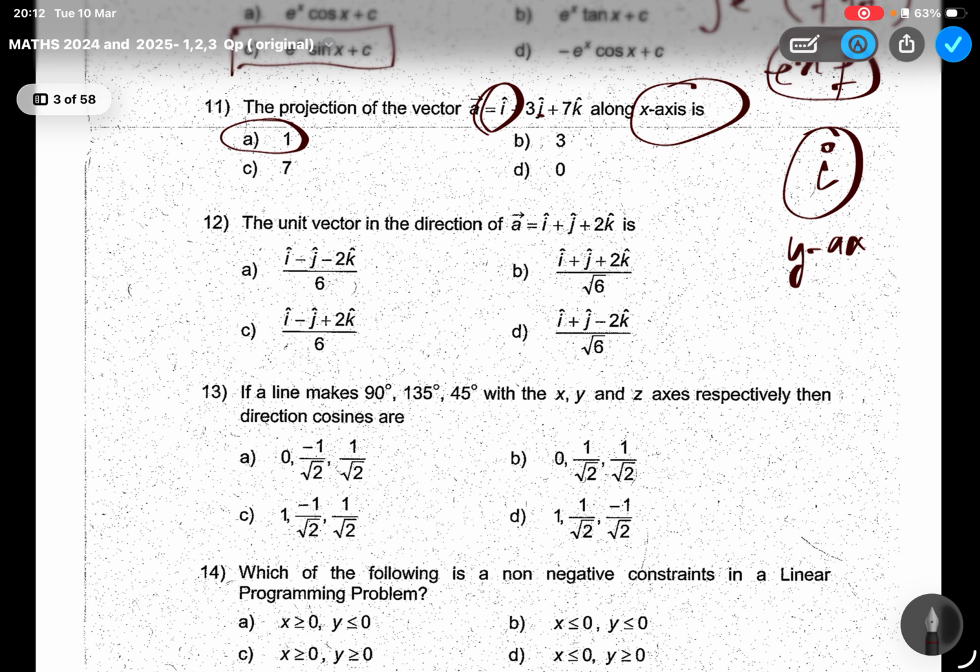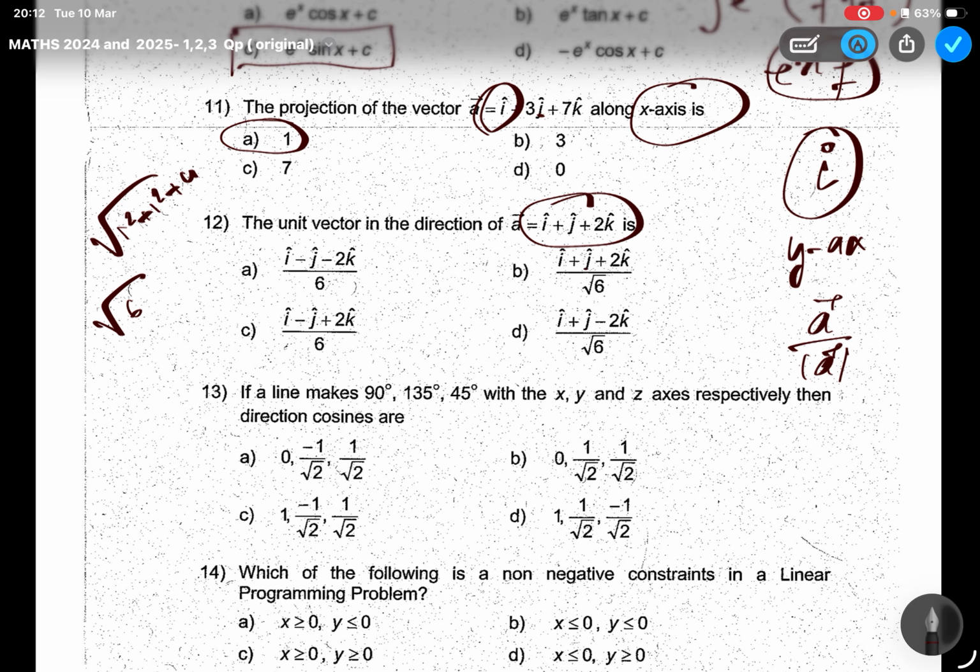The unit vector in the direction of the A vector, and you know the formula is A vector divided by the magnitude of the A vector. So i plus j plus 2k is there. What is the magnitude of this one? The magnitude will be the root of 1 square plus 1 square plus 2 square, which is root 6. This vector divided by the magnitude of that vector, then the answer is B only.